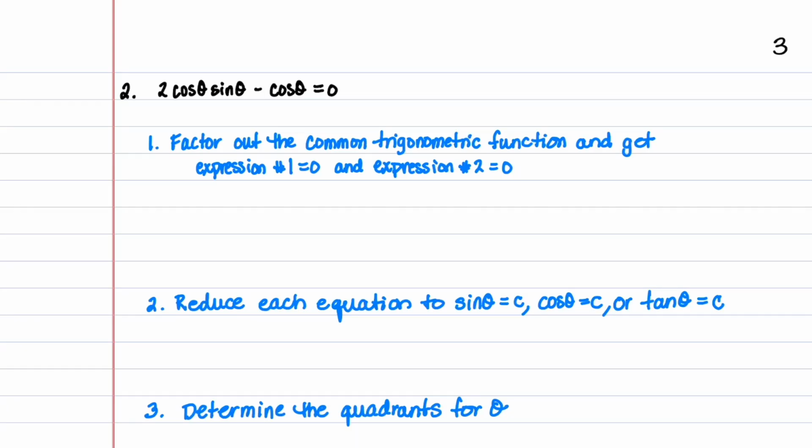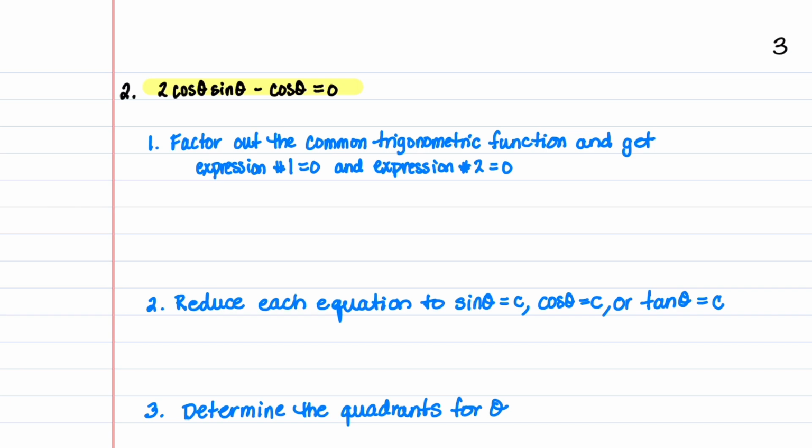In this video, I'm going to show you exactly how to easily find all solutions to this trigonometric equation, and then we'll find solutions in the interval from 0 to 2 pi. We're going to solve the equation 2 cosine theta sine theta minus cosine theta is equal to 0.